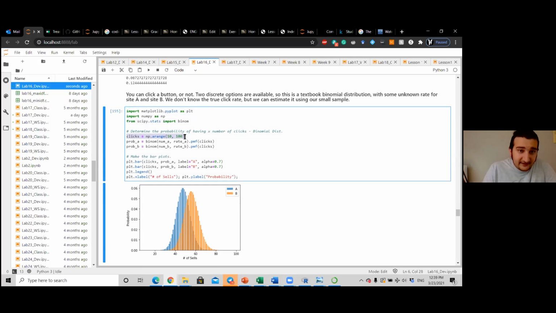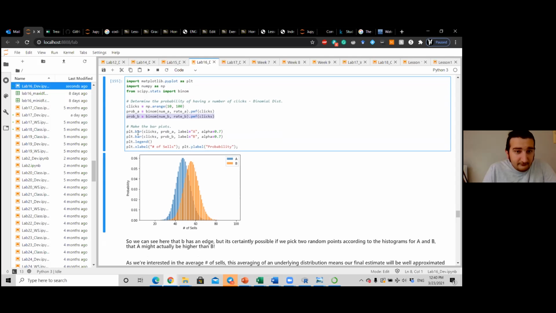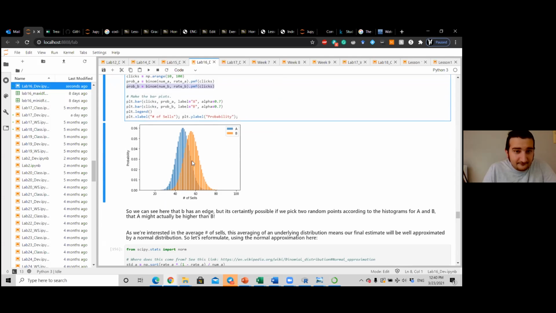I am defining my clicks. I am getting the probability for A and probability for B based on the numbers that I had in each sample set, numbers and rates. And I'm going to make the bar plot based on the clicks and the probabilities. So I'm getting this, A and B. A is the old design, B is the new design. Look at this plot and tell me if you want to switch teams.